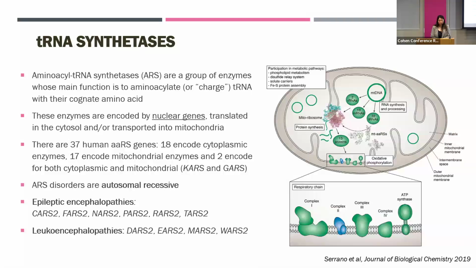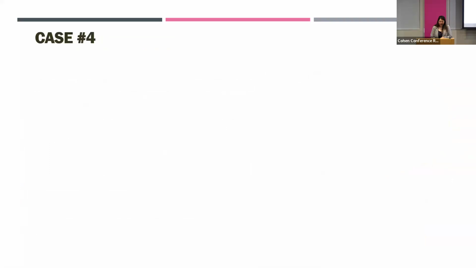There are a couple of genes that are more associated with epileptic encephalopathy, presenting with early infantile onset and a lot of seizures, and then leukoencephalopathy, not a lot of seizures, but those white matter changes that I showed you. Don't remember all of these different letters, but if you see the number 1, that is the cytosolic enzyme. If you see the number 2, that is the mitochondrial. If there's no number, it's the one that's both.